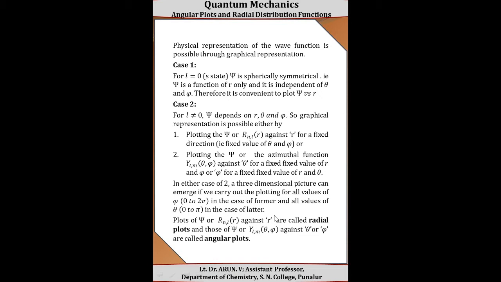There are two cases. When the value of l is equal to 0, it represents an s state. Here the wave function psi is spherically symmetrical. That is, the wave function psi is a function of r and it is independent of theta and phi. Therefore, in the case of s orbitals, it is convenient to plot the wave function psi versus r. The second case arises when the value of l is not equal to 0. In this case, the wave function psi depends on r, theta and phi.